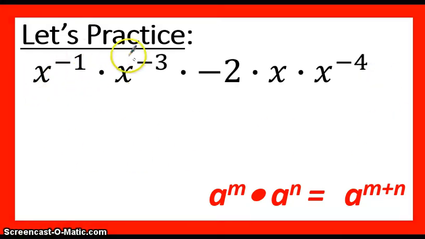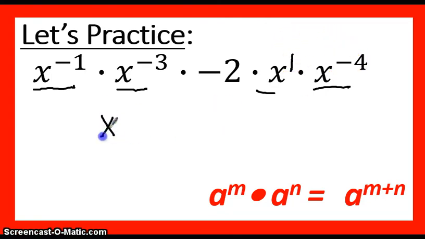X to the negative 1 times x to the negative 3rd times negative 2 times x to the negative 4. We have 4 parts of products all with the same base. This x has an exponent of 1. I like to write it in just to remind myself. So let's add them together. Negative 1 plus negative 3 makes negative 4, plus 1 makes negative 3, plus negative 4 makes negative 7.